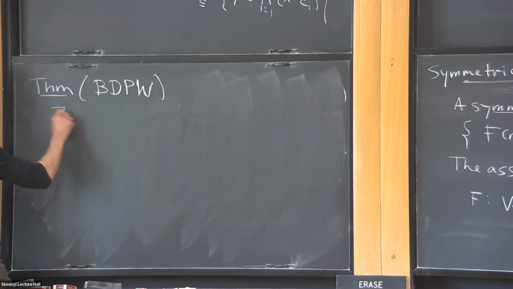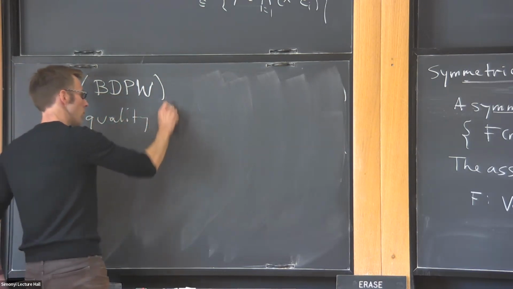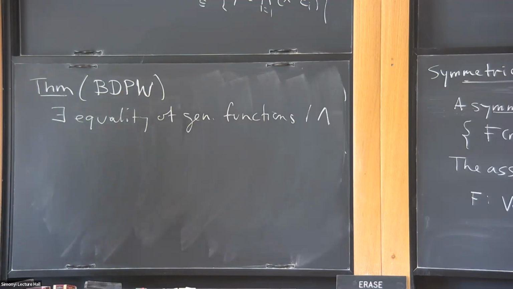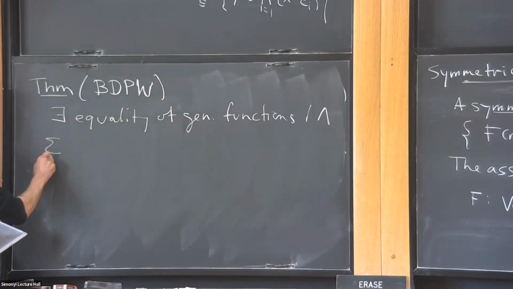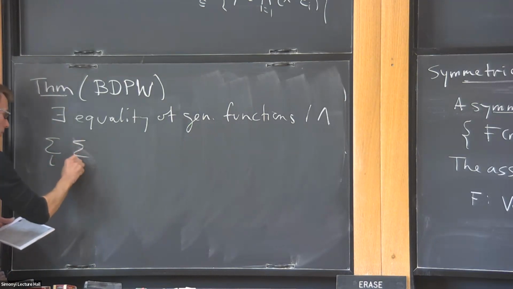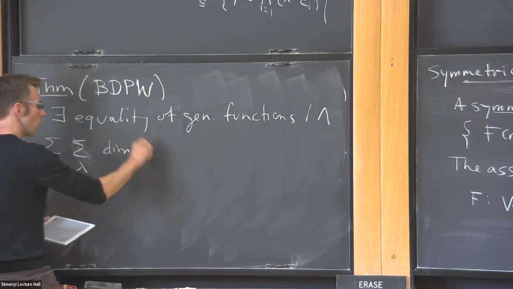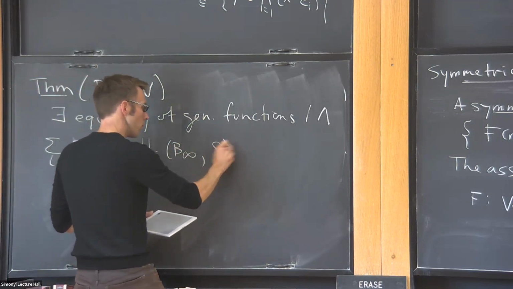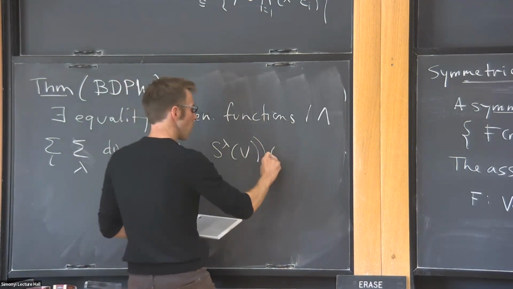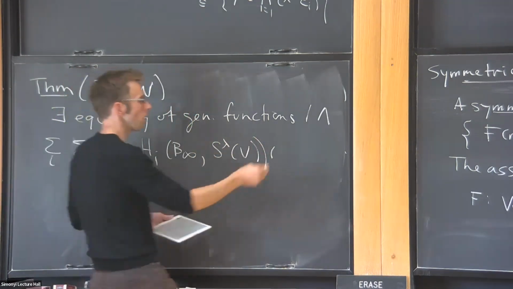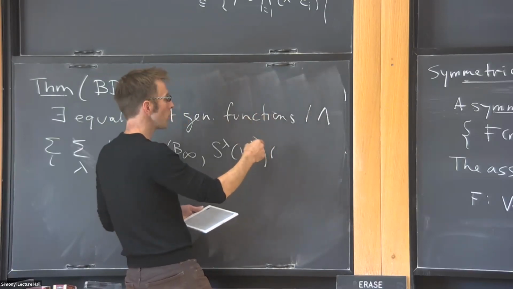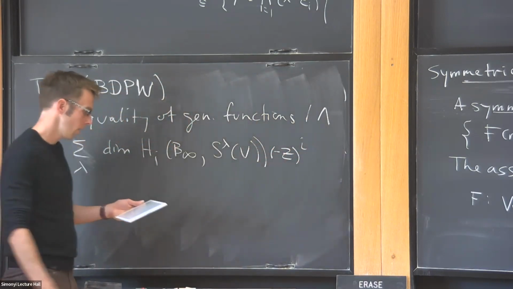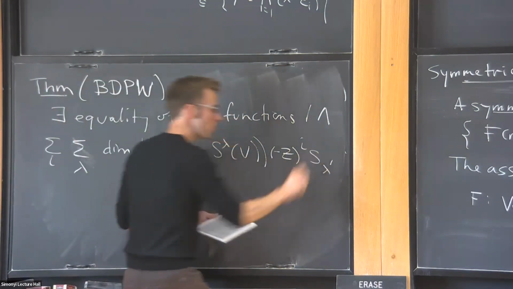So there exists an equality of generating functions over lambda, which is of the following form. The sum over i, of the sum over lambda, of the dimension of H^i of V infinity with coefficients in S_lambda of V, times minus z to the i, times s_lambda prime. This is a generating function where the formal variable is z. And lambda prime is the conjugate partition.